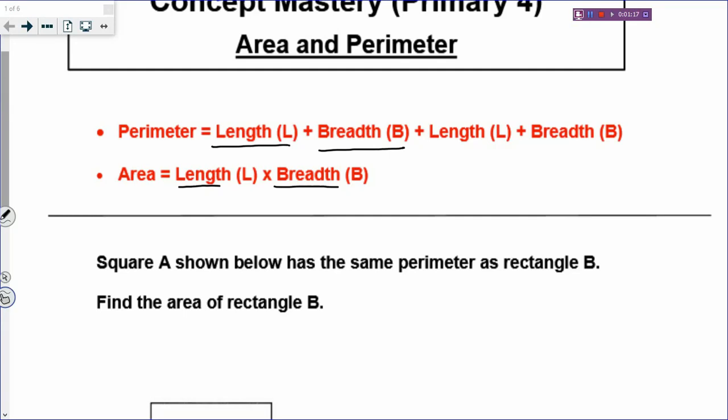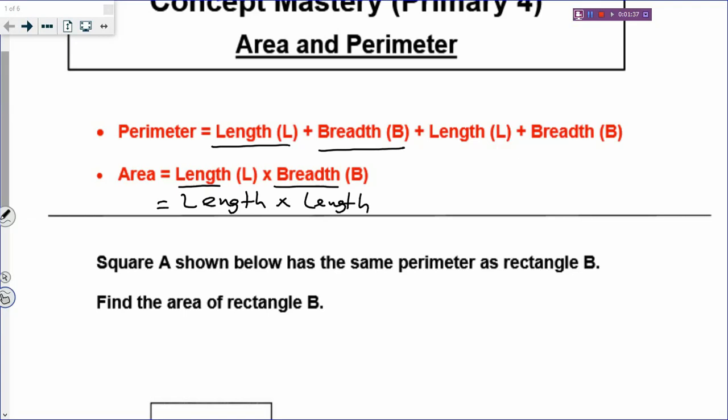What happens if it's a square? Now, if it's a square, do we call it length times breadth? Usually, I will call it length times length, which is the area of a square. Why? Because the square has all equal sides. So all equal sides, I call it the length.